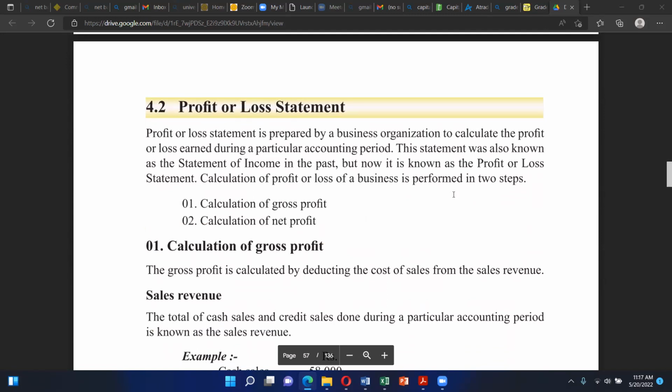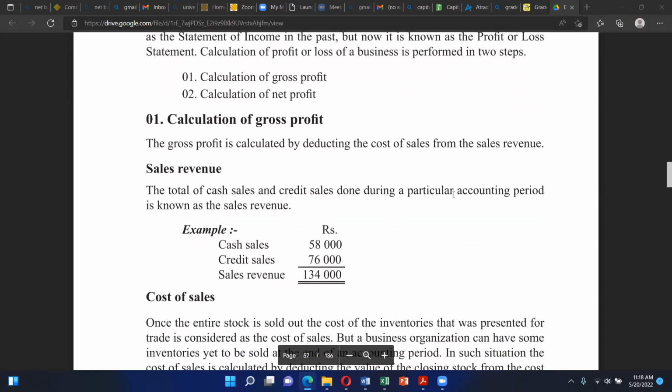Calculation of gross profit. The gross profit is calculated by deducting the cost of sales from the sales revenue. Sales revenue. The total of cash sales and credit sales done during a particular accounting period is known as sales revenue. Cash sales 58,000, credit sales 76,000. So sales revenue comprises two elements: cash sales plus credit sales.